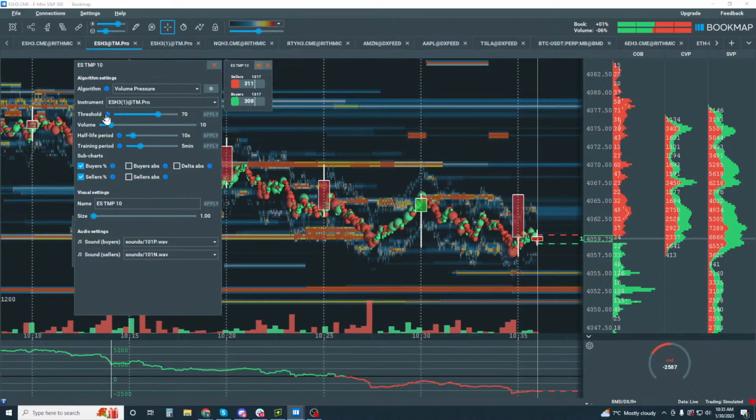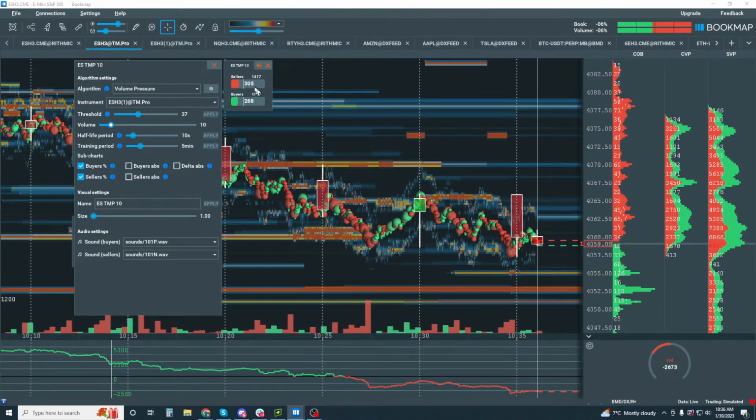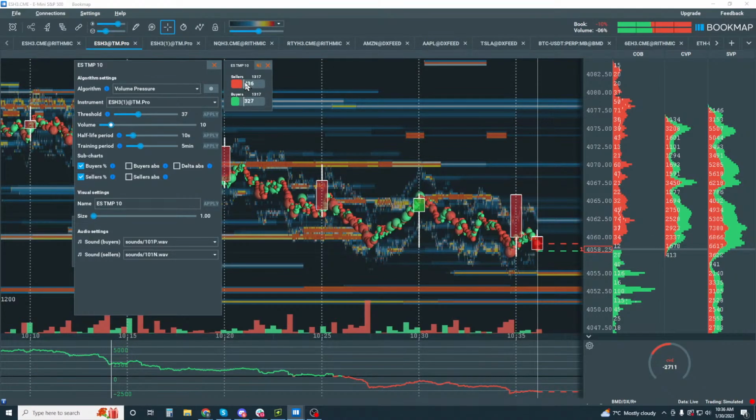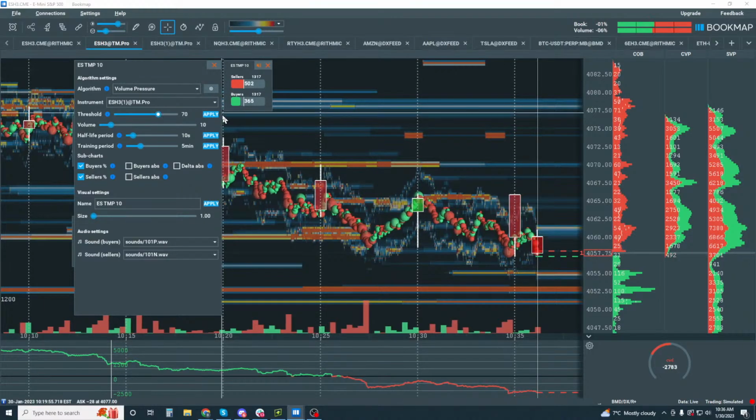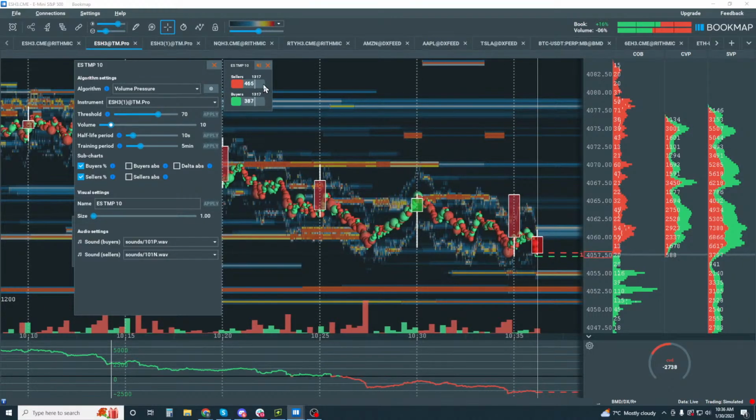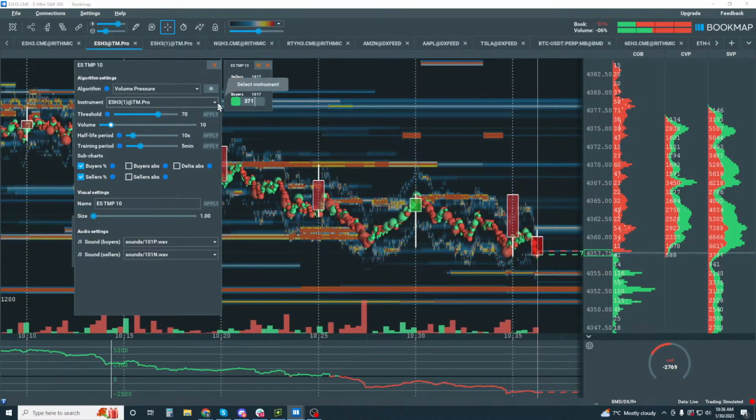It's at 70% here. Okay, if I make it down to 50 and hit apply, or 37, you can see now it's down here at 37. Right, so I want to bring it back to 70 and hit apply, because I want to see really a lot of sellers or a lot of buyers come in here. All right, and then I want to get some insight.